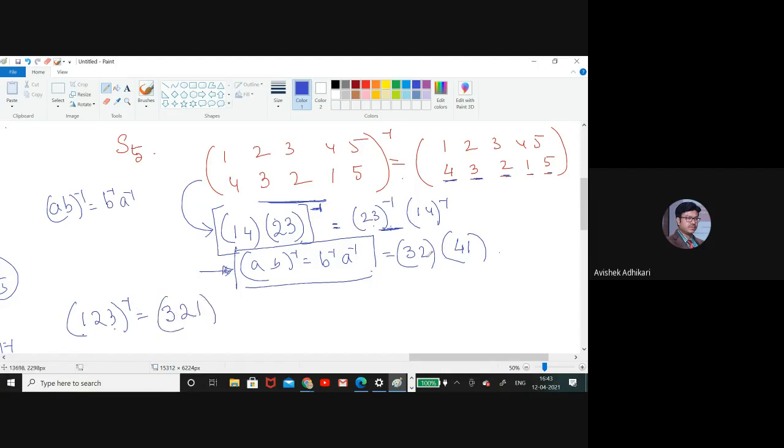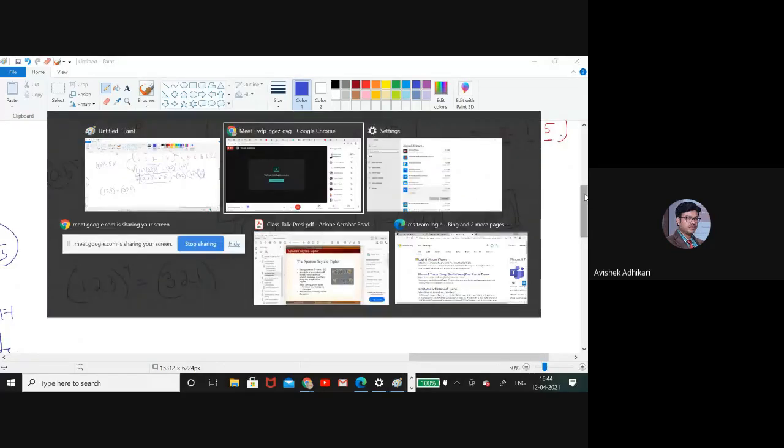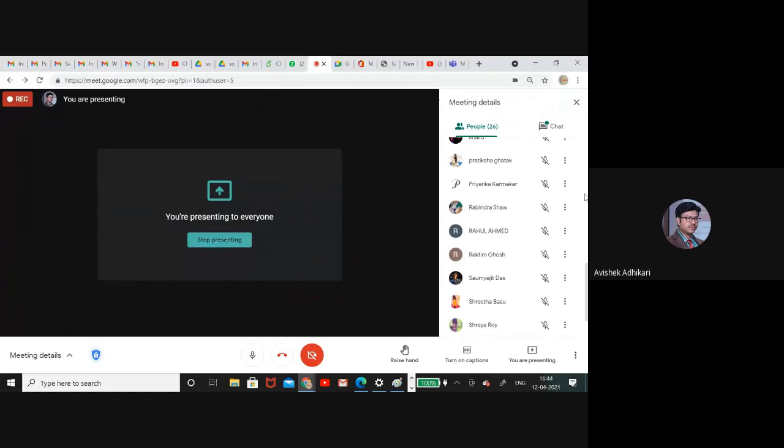Now just check what happens here. 3 goes to 2, and 2 goes to 3. 4 goes to 1, and 1 goes to 4. And since 5 is not present, 5 must go to 5. So that's the inverse of this. Is it clear to all of you? Yes, sir. Okay. Any question? Please do not hesitate to stop me. Otherwise, you will be the loser, not me.